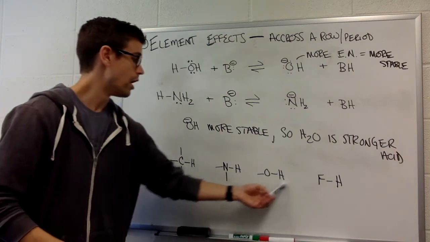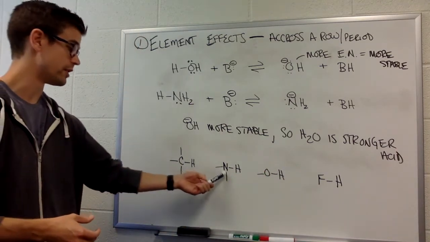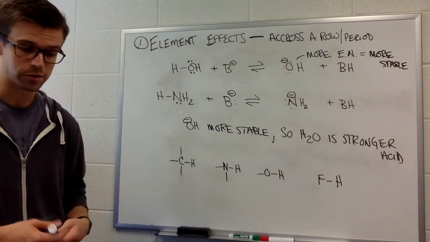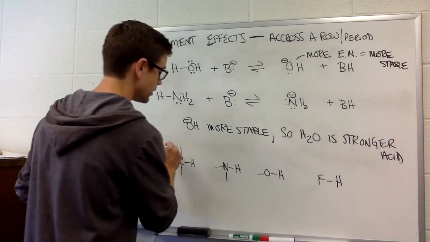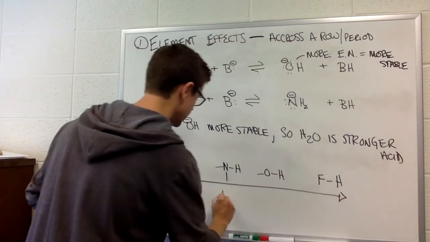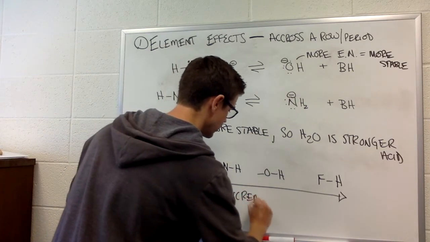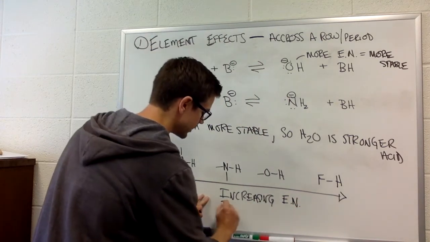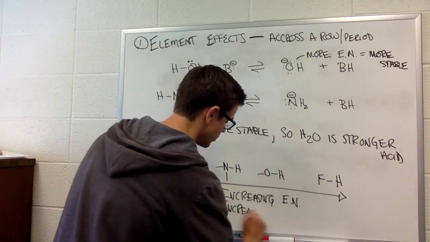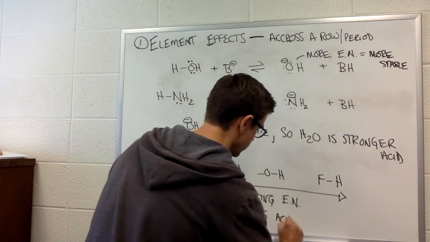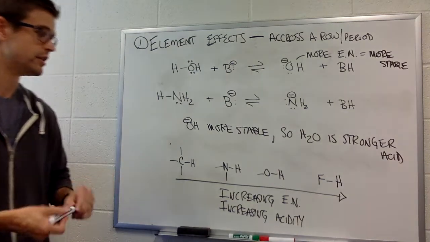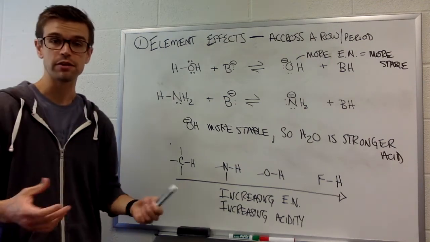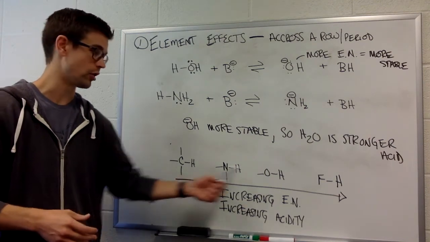So we already said oxygen, because it's more electronegative than nitrogen, is more acidic, but fluorine is more electronegative than oxygen, so it would also be more acidic. So as the electronegativity increases, acidity increases. So FH is more acidic than OH, than NH, than CH. And I have to note that this is also only if they're the same charge, so these are all neutral molecules.